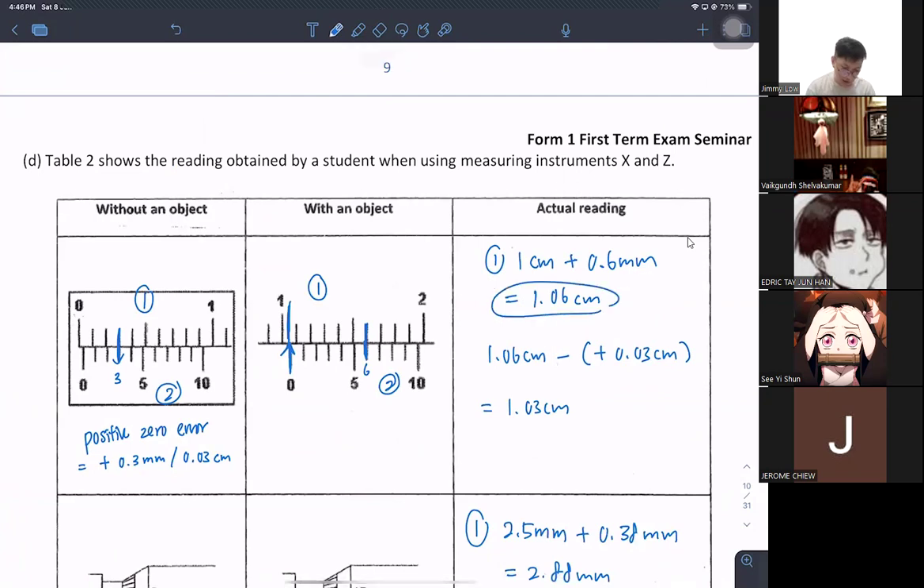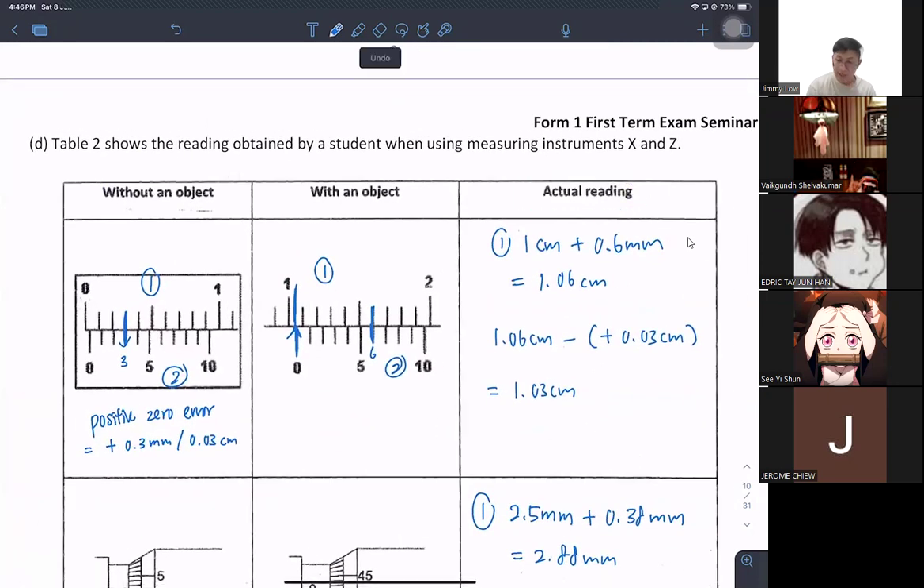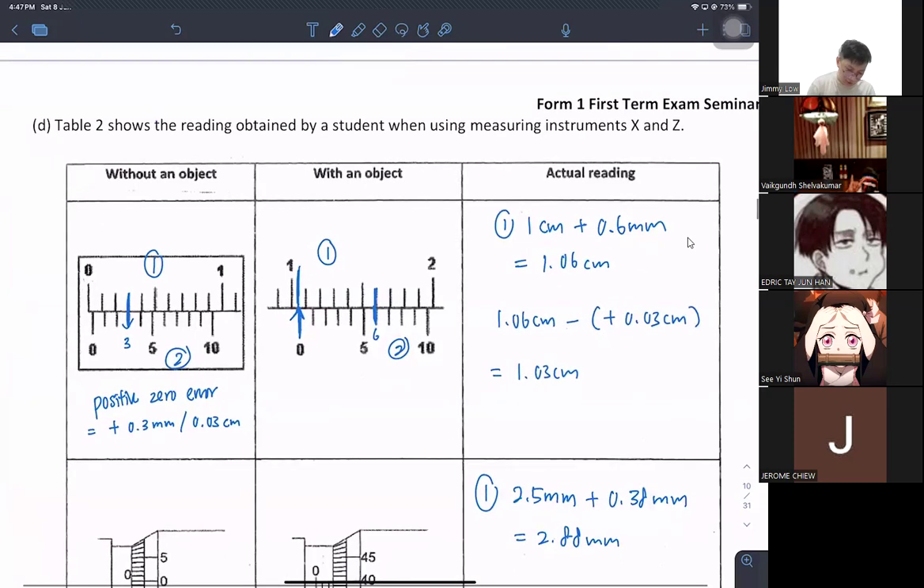1.06 cm. So in the end, if you want to get the actual reading, as I said, you minus out, you deduct the zero error. Since it is positive, you write down positive. So 1.06 minus 0.03. The answer will be 1.03 cm. This is your actual reading for the vernier caliper.